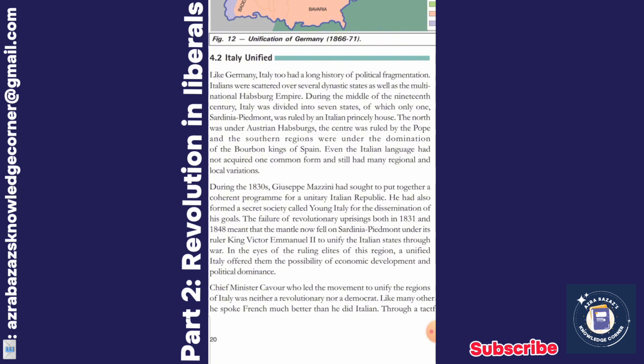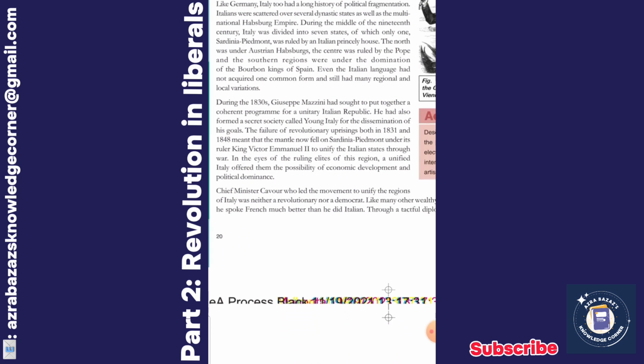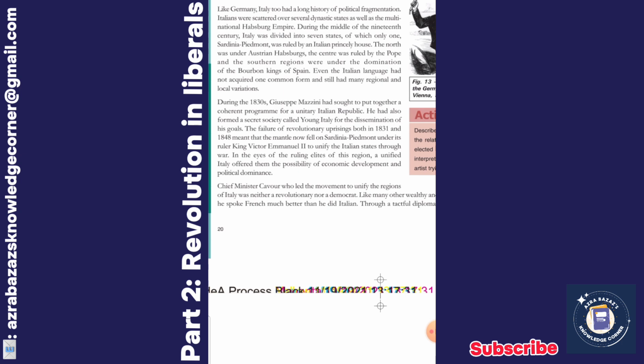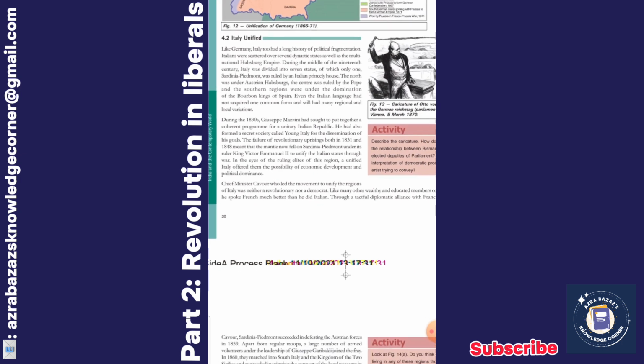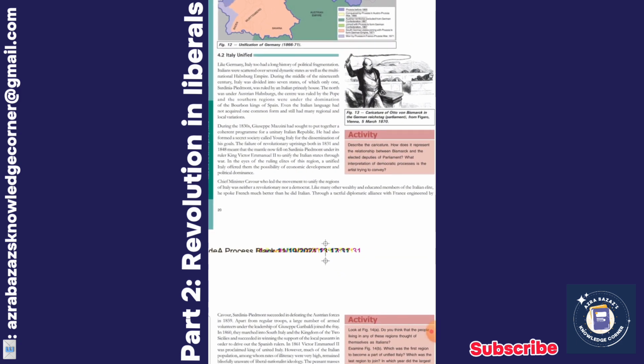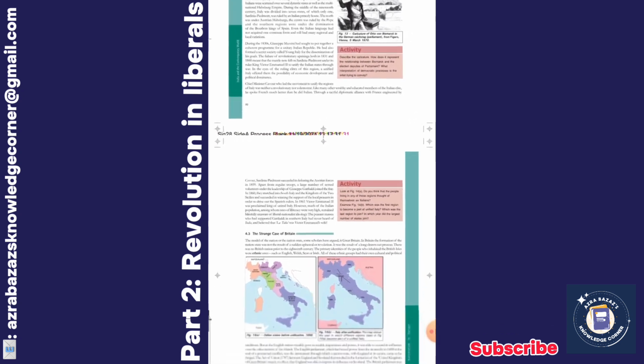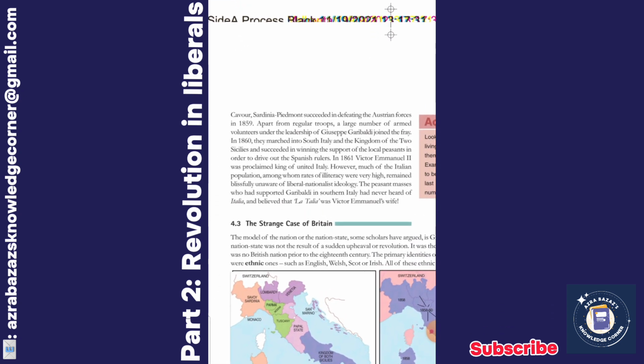Mazzini had tried to bring about a unification of Italy, but as we have studied previously, he formed a secret society called Young Italy for realizing his goals. But when Victor Emmanuel took up the cause of unifying the Italian states, he had to do it through war. And his chief minister, Cavour, who led the movement to unify the regions, was neither a revolutionary nor a democrat. He did not speak Italian either, he spoke French, but through diplomatic alliance, he saw to it that Italy would be unified. And Sardinia-Piedmont succeeded in defeating the Austrian forces. Garibaldi also joined the fray. All these people are responsible for the unification of Italy.